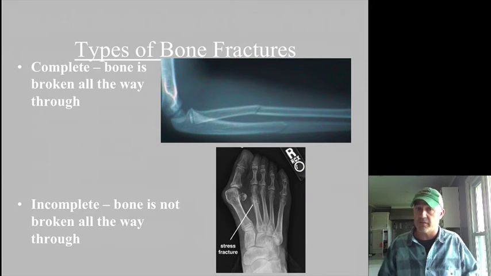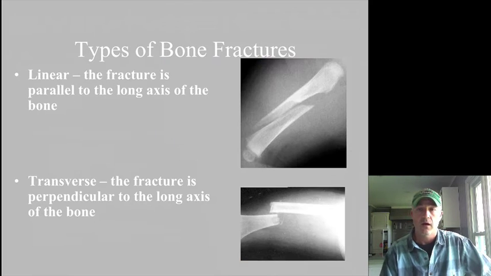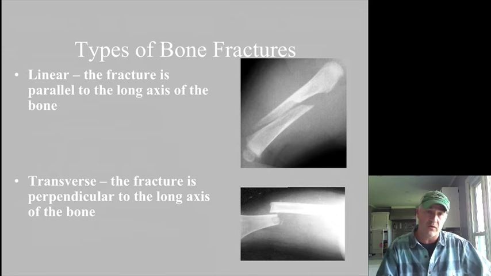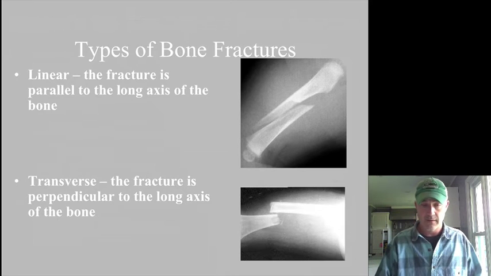A complete fracture is a break all the way through the bone. Incomplete fractures are partial fractures that don't go all the way through a bone. You can have linear fractures, ones that are parallel to the way the bone is going, versus transverse, which would be perpendicular to the long axis of the bone.